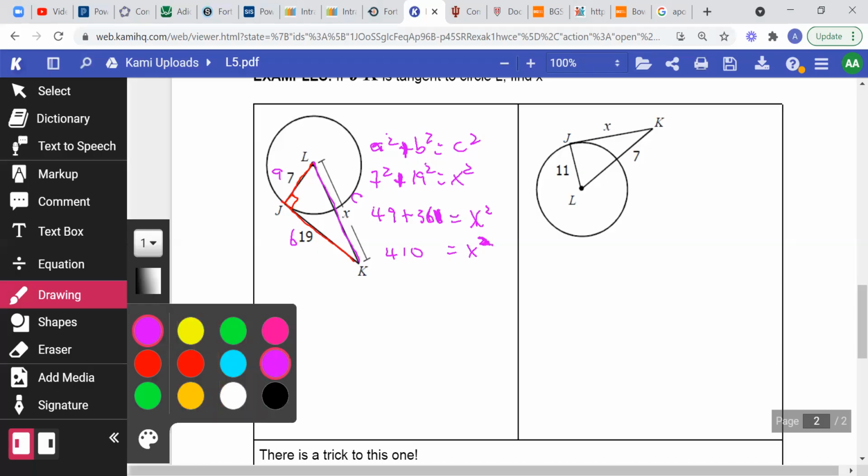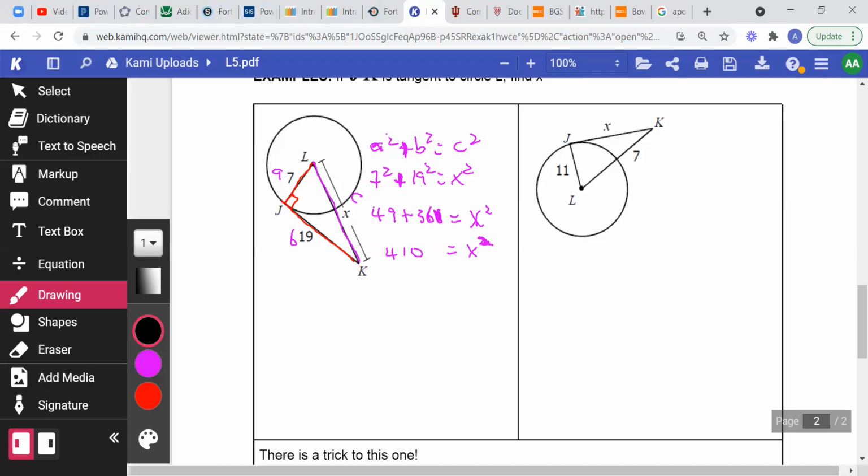So what do we do to get x? We're looking for x, but we have x squared. What do we do to get rid of the square? Find the square root. Okay, thank you. And taking the square root, what is the square root of 410?